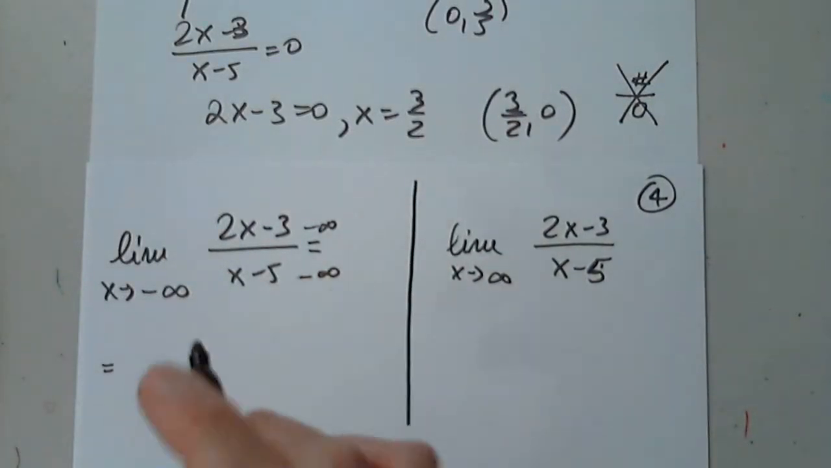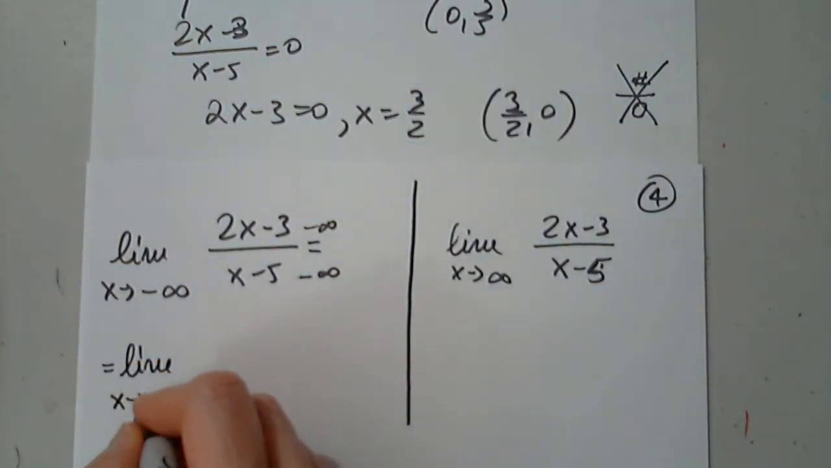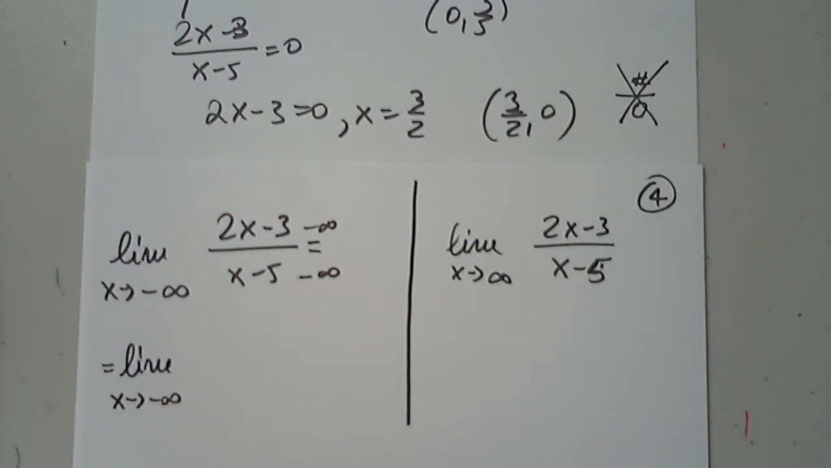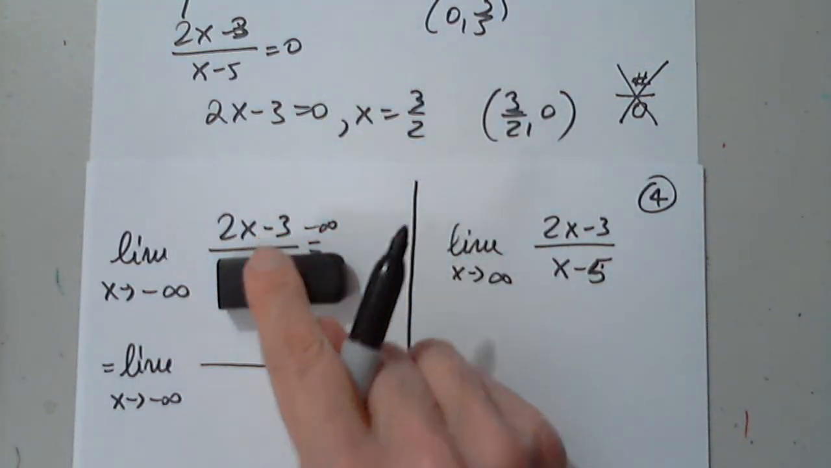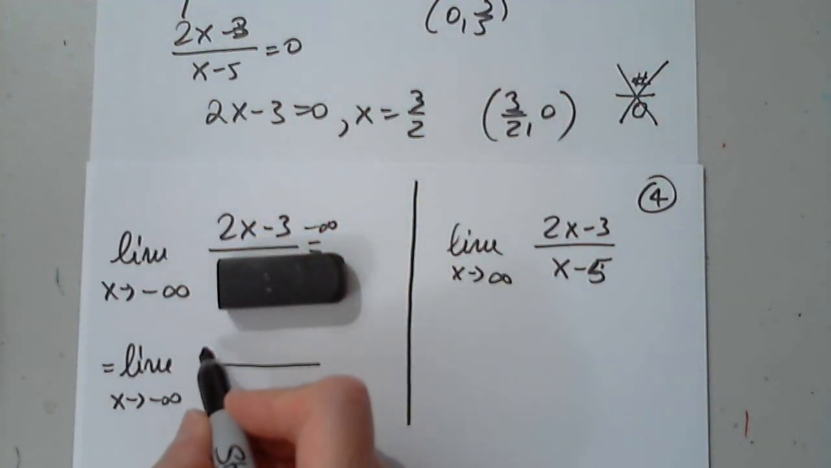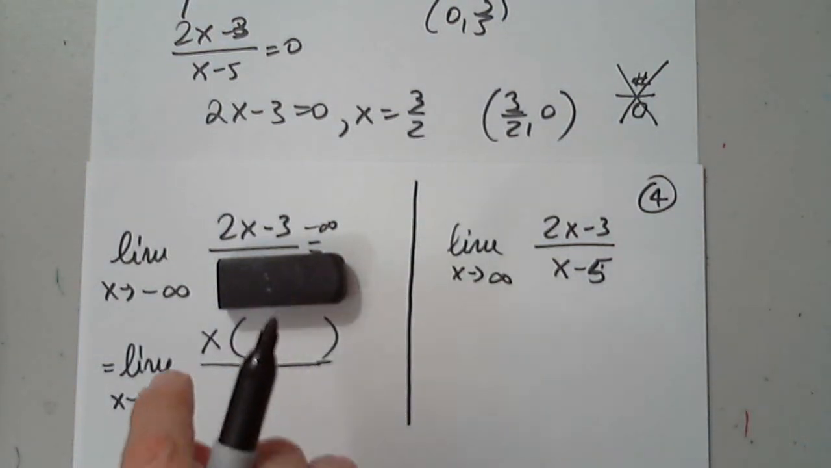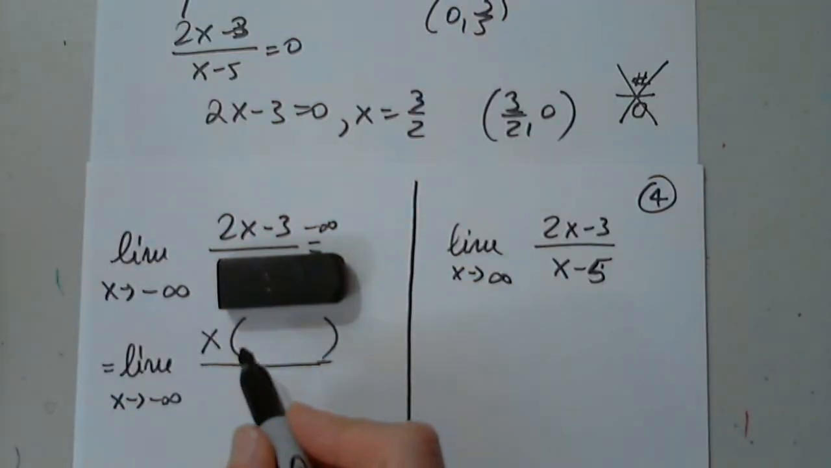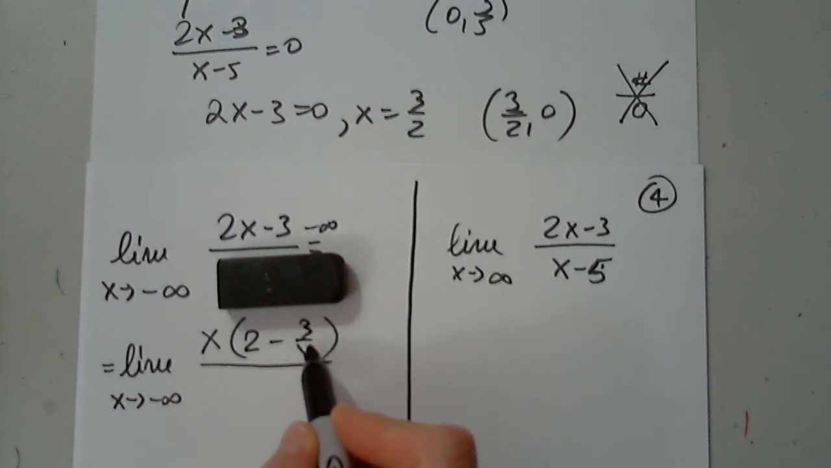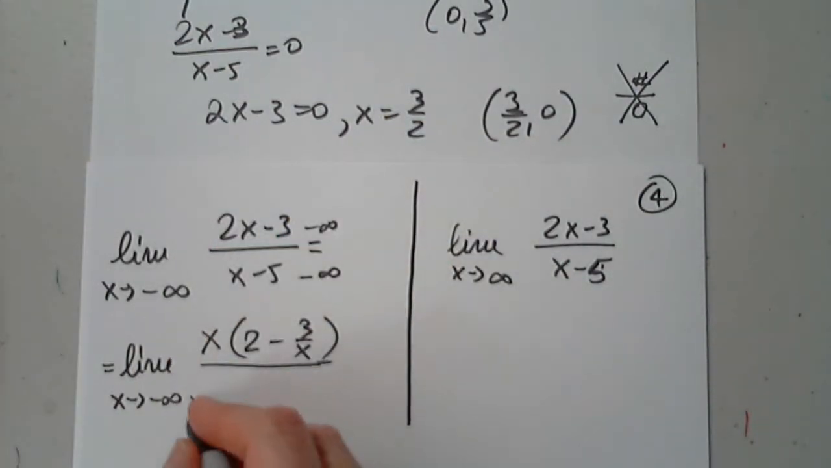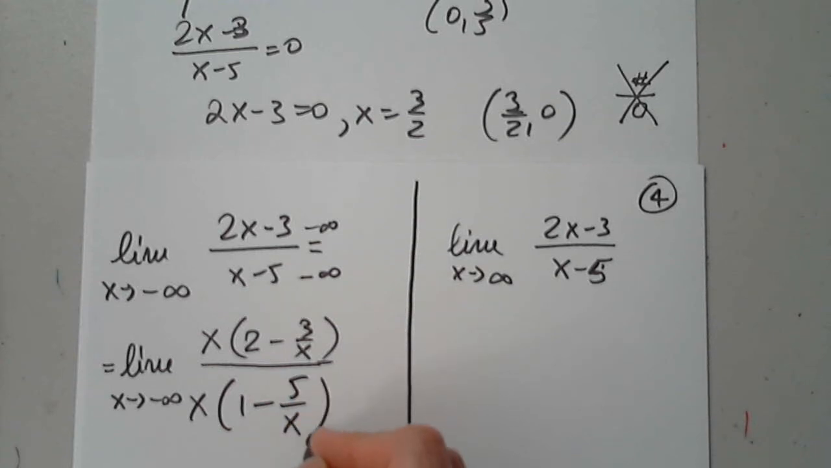Anyone remembers what was the procedure? What did we do? We factored out the degree. What is the degree of the numerator? Just x. Good. What is left in parentheses? This times this is 2x. What do I have here? 2 minus 3 over x. Very good. And of course, we have the same thing here. x, and then 1 minus 5 over x.